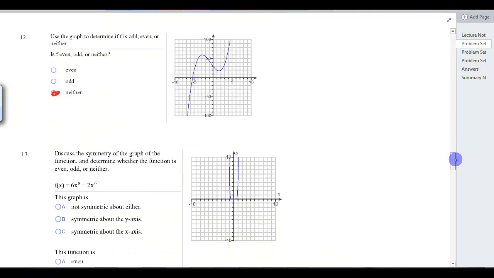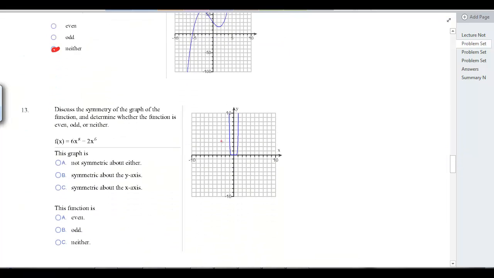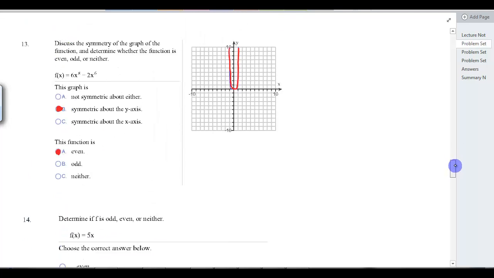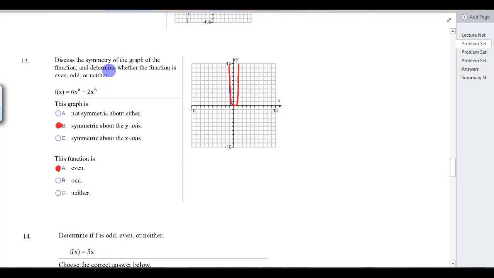All right. Discuss the symmetry of this. So I don't know if you can see that really well, but it's doing this. It's kind of flat down here and doing that. That is symmetrical about the y-axis, and that makes that function even. You can also tell that because of the two exponents, the 6 and the 8.